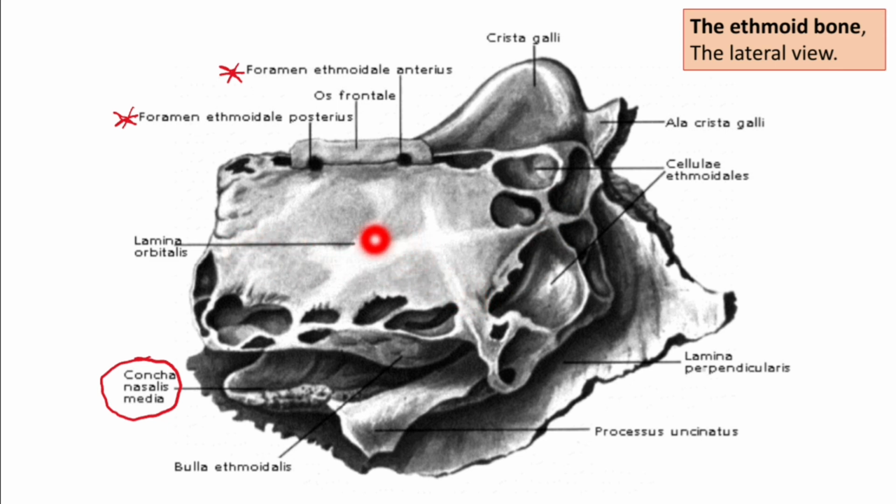right? Lamina orbitalis, the orbital plate. And here you can see a very important part called concha nasalis media, the middle nasal concha. I will show you another view to appreciate this, right? Biggest ethmoidal cells, bulla ethmoidalis, and the uncinate process, right? Processus uncinatus, and in between, I said you find the infundibulum. This is the perpendicular plate.